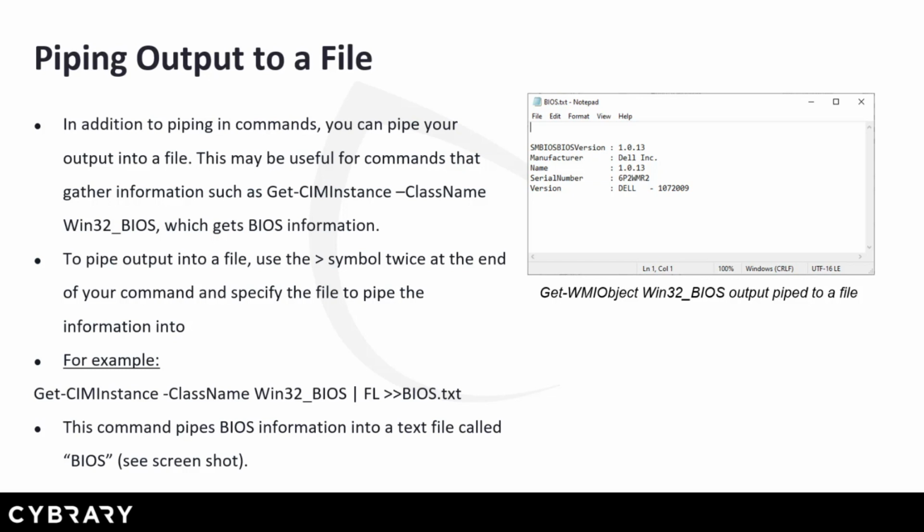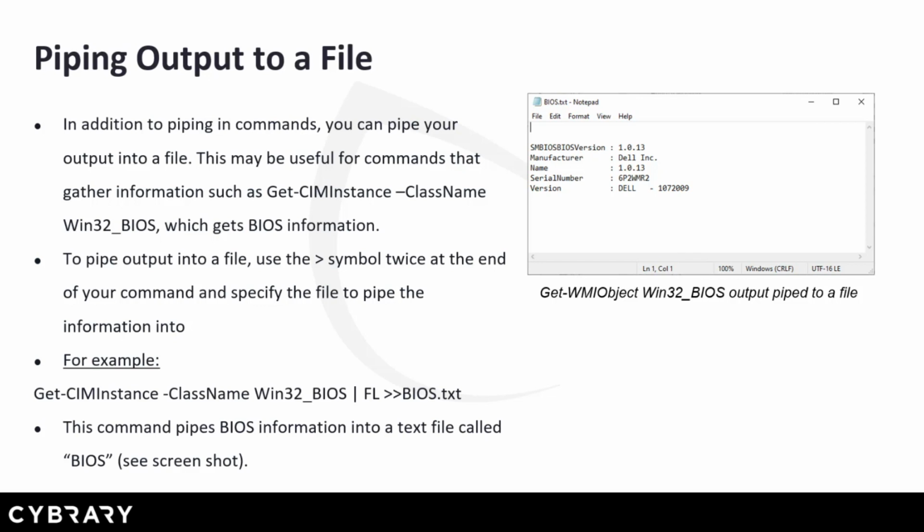To pipe output to a file, use the greater than symbol twice at the end of your command and specify the file to pipe it to. For example, here we have Win32_BIOS, and we want to put that to a text document so we have it for later. What we've done is we've done our command, so Get-CimInstance -ClassName Win32_BIOS, and then our pipe, then space FL. So we're actually going to format it as a list before we put it in the document. And then we did our two greater than symbols, bios.txt.